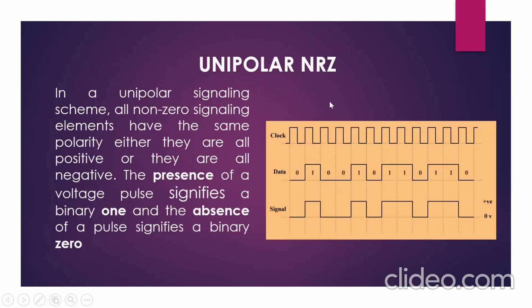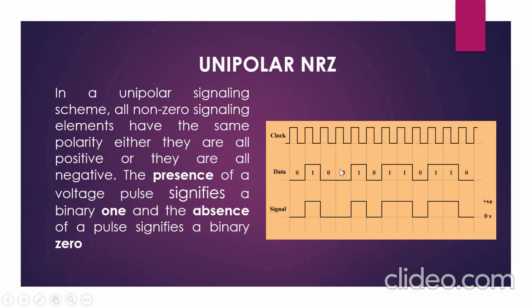The first line coding scheme we will be discussing is the unipolar NRZ. We just discussed that it is a non-return to zero pattern. In a unipolar signaling scheme, all non-zero signaling elements have the same polarity. That means either they are all positive or they are all negative. The presence of a voltage pulse signifies a binary 1 and the absence of a pulse signifies a binary 0. Let us see from the diagram. For 0, 0 voltage represents a 0. For 1, a positive voltage.